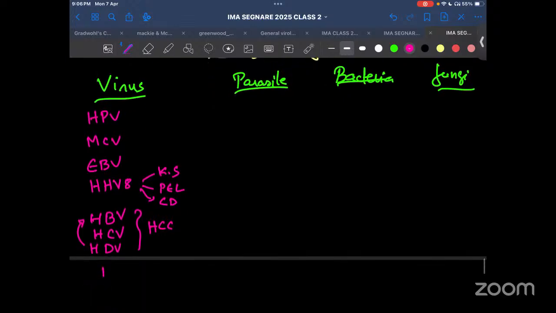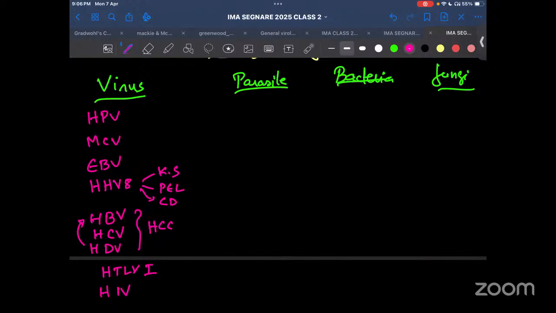Now we have HTLV-1, human T cell lymphotropic virus 1, causing T cell lymphoma. Then HIV causes HIV-associated malignancies. So these are the oncogenic viruses.